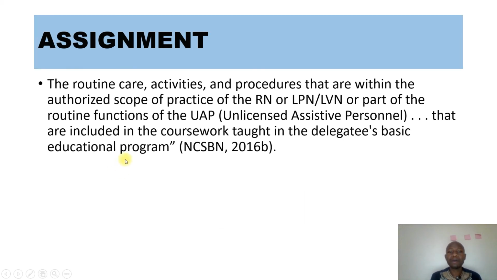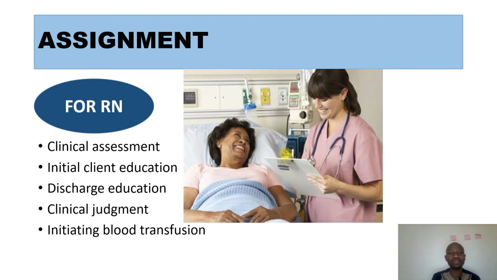Okay, so what about assignment? Actually, this is very common on the NCLEX. You will be asked, which of the following tasks would you assign to the unlicensed assistive personnel? So we are going to look through a few tasks that can be assigned to which person, so that on your NCLEX you'll be able to choose the right task. The NCSBN has a definition here. You can pause the video and write it down for your understanding, but I want to take you through what tasks are assigned to whom.